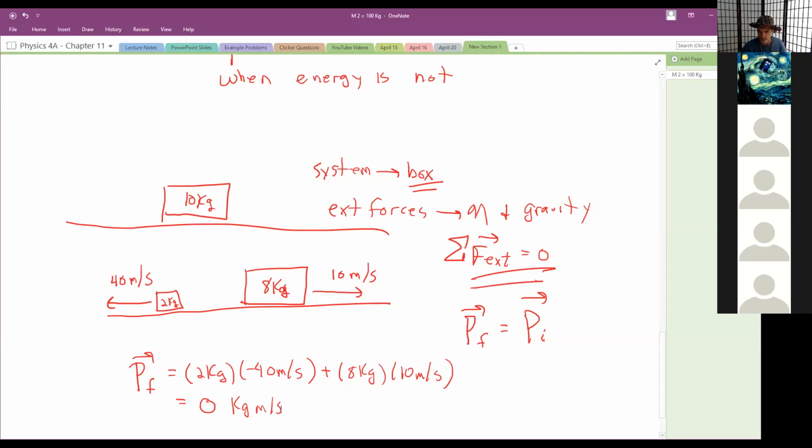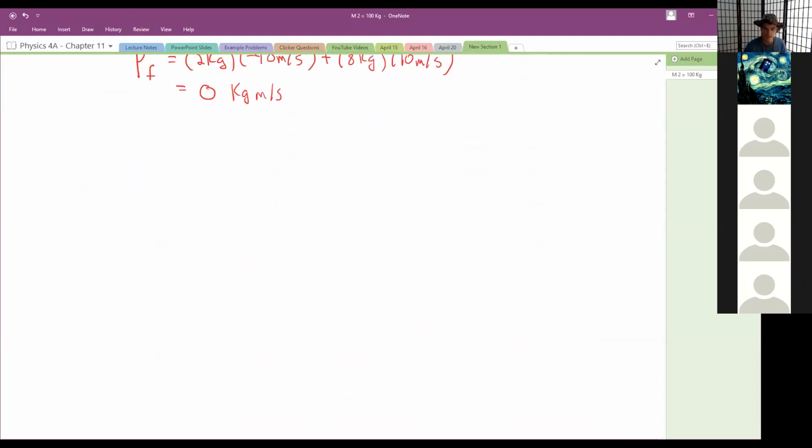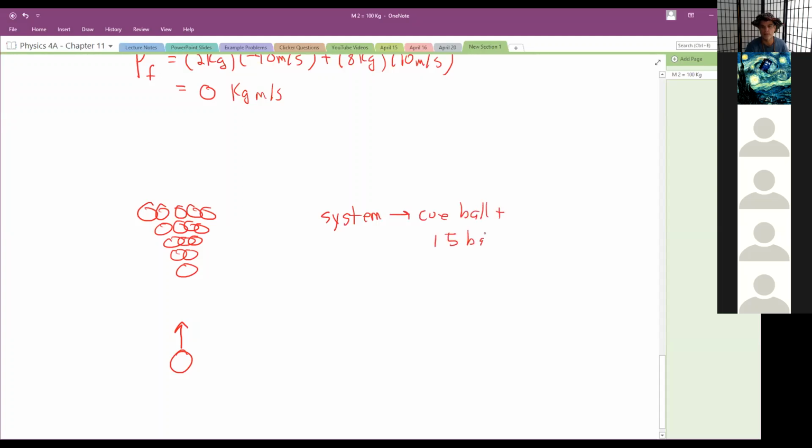And just another quick little example dealing with all this, it's kind of cool to think about. If you ever shoot pool, so here is, you've got your 15 pool balls and you've got your cue ball. Let's say I define my system as the cue ball plus the other 15 balls. Now, each one of these has gravity pulling it down, the normal force pushing up, but the normal force will equal gravity.